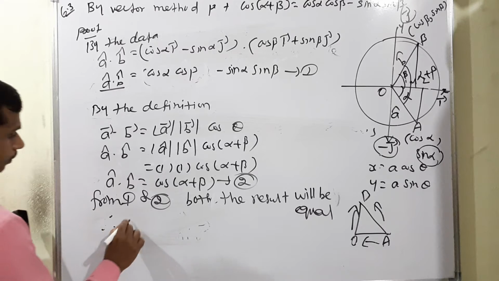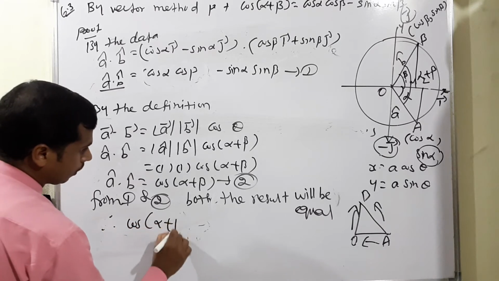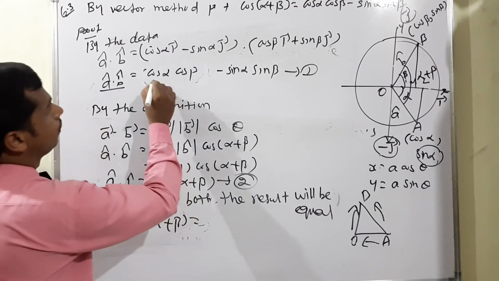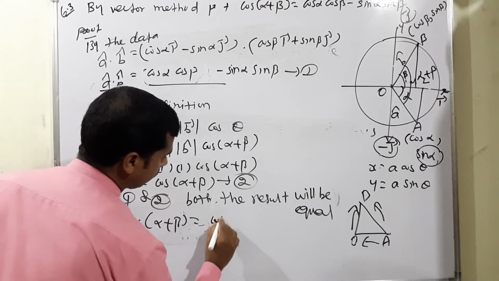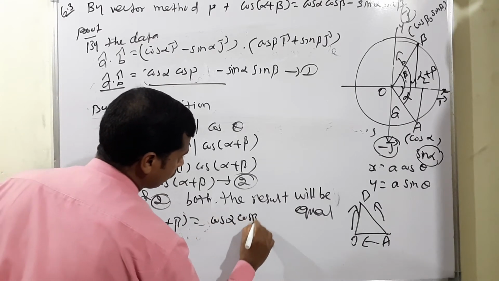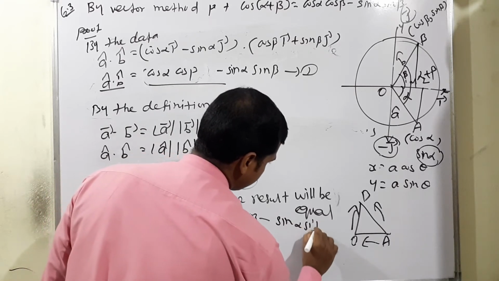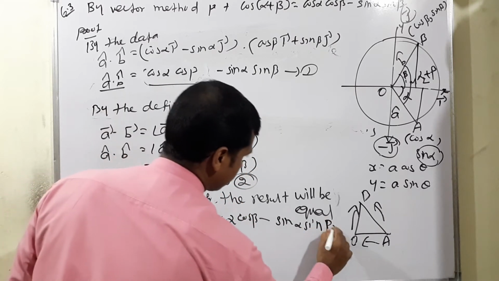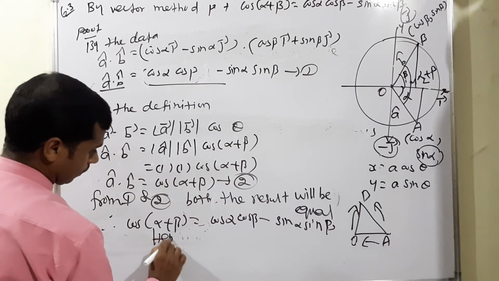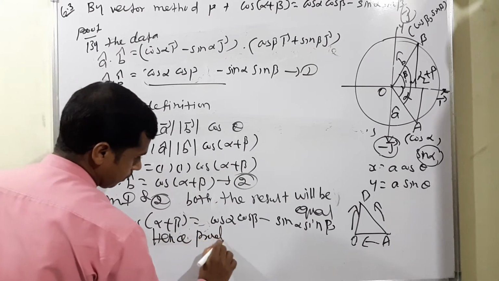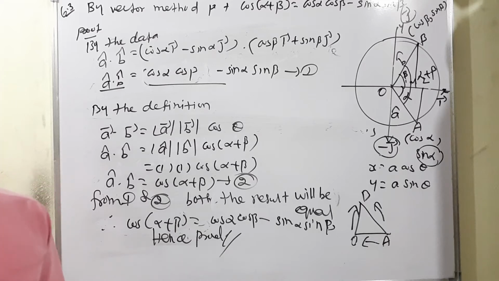Therefore, cos of alpha plus beta is equal to cos alpha cos beta minus sin alpha sin beta. Hence proved, okay. Hence proved. Now this is an important 5-mark question, okay.